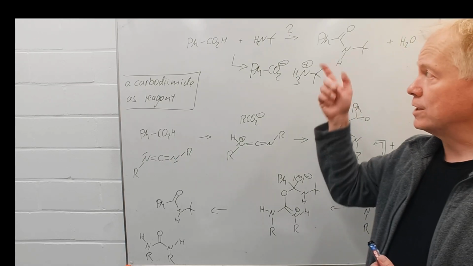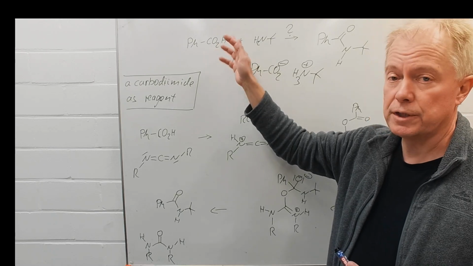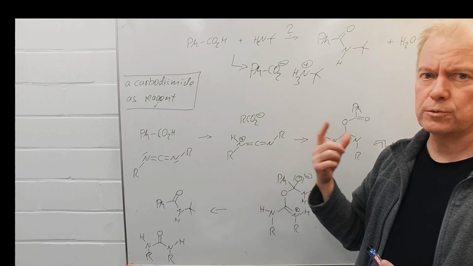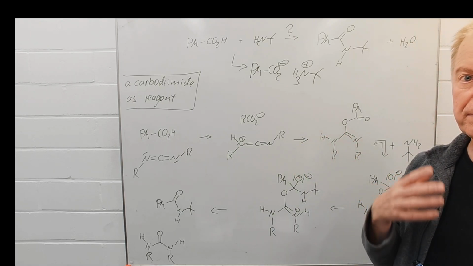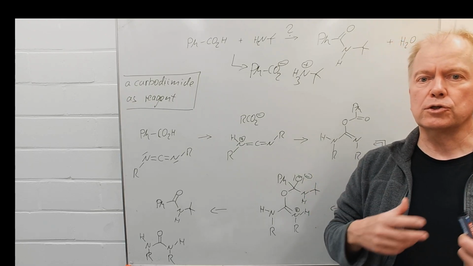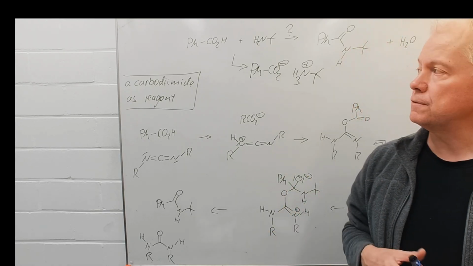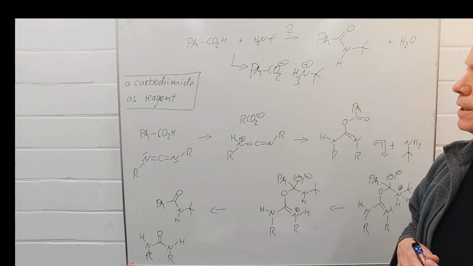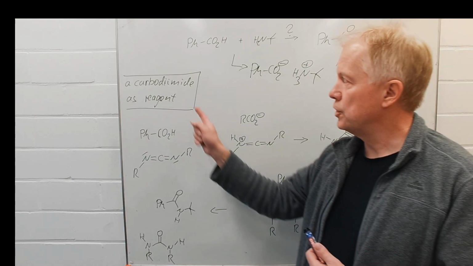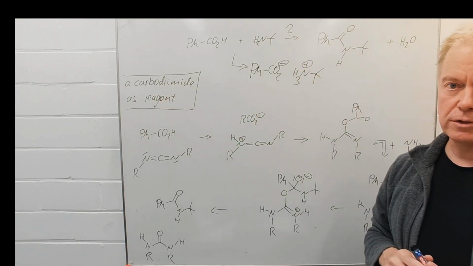So, one could think about transforming the carboxylic acid to a carboxylic acid chloride. Of course, this works, but these chlorides are normally also not compatible with other sensitive functional groups. A method of choice very often is using a carbodiimide as a reagent.